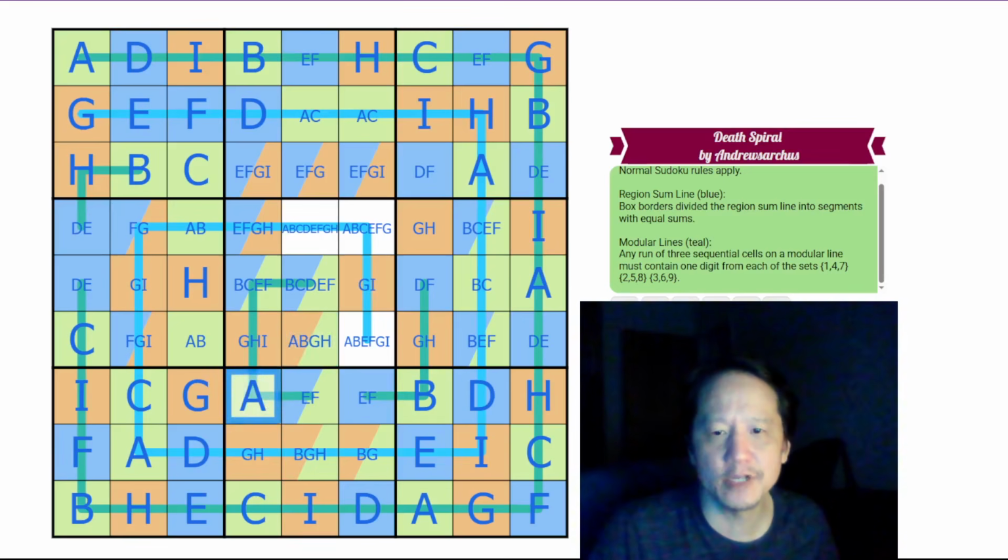So this is green, no blue. So this can't be green here. This can't be green here. Those are both blue. This cannot be blue. It's green. So this is B and C. This cannot be B or C. It's E and F.